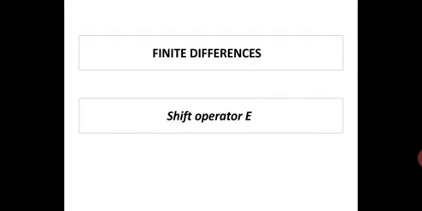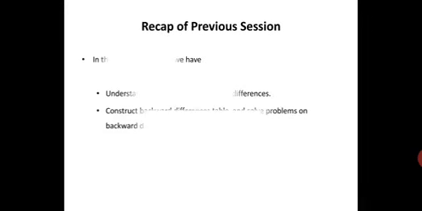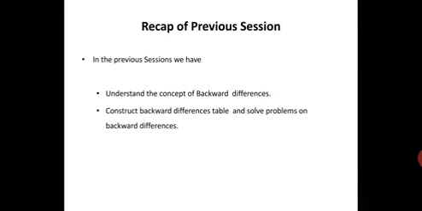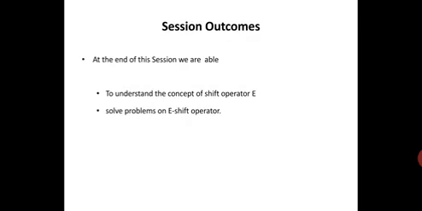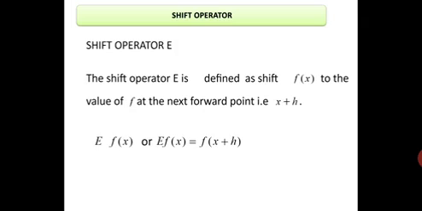First we will go for a recap of what we have read in the last sessions. We have understood the concept of backward difference. We have defined the backward difference. Then we have constructed the backward difference table and solved problems on it. Now in this session, at the end, we will be able to define the shift operator. That means we will understand what a shift operator is here.